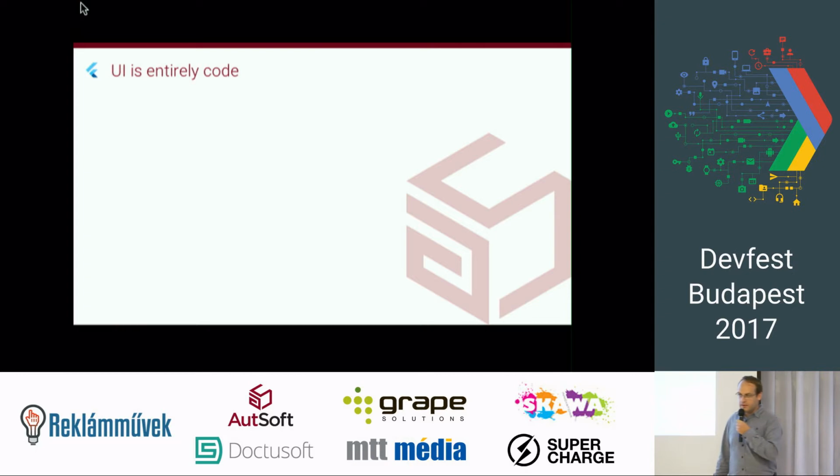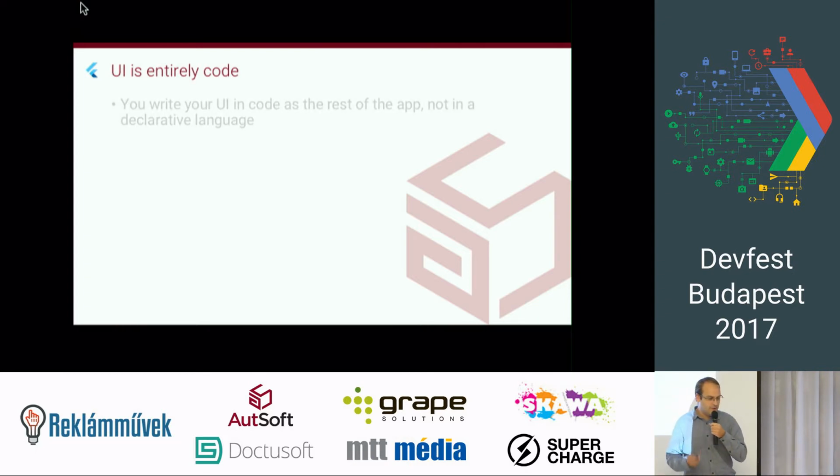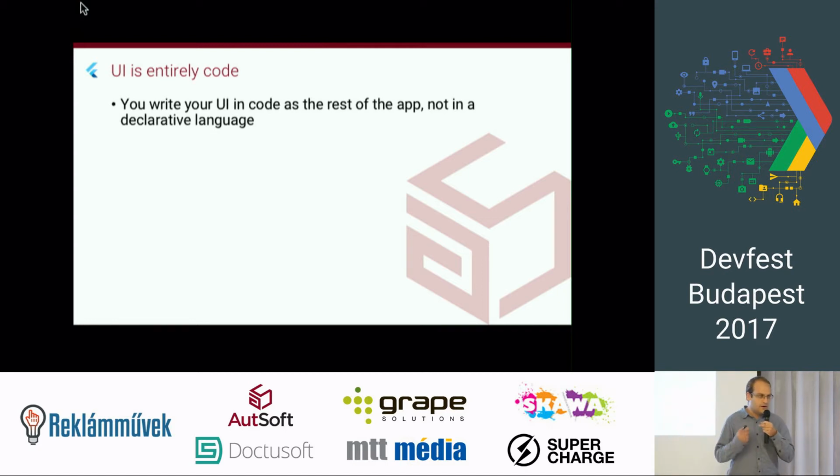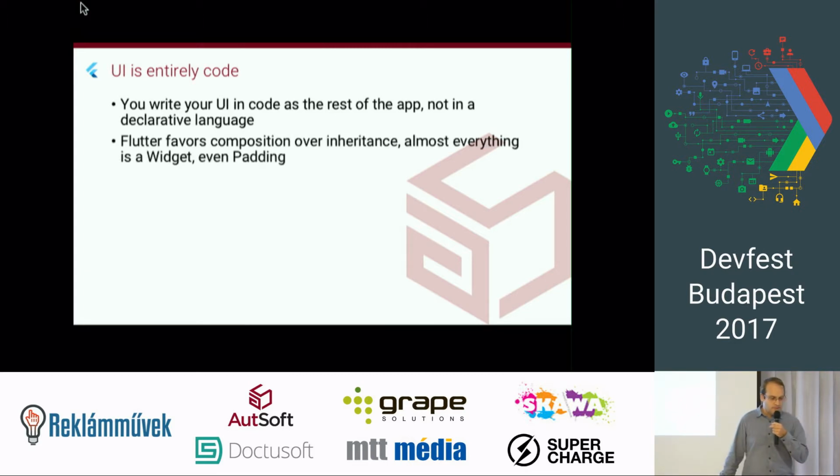So Flutter UI is entirely code. There are no declarative languages describing your UI. You write it like the rest of the application. Of course, it is good to separate it into a separate class. Flutter favors composition over inheritance. Almost everything you see on the screen is a widget, some kind of view, even padding. So if you apply padding to another widget in Flutter, you embed it inside a padding class.